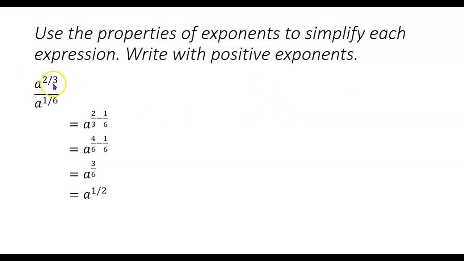Next example, a to the 2/3 over a to the 1/6. Now in this kind of situation, we would subtract the exponents. This would be equal to a to the 2/3 minus 1/6 power. Now to subtract fractions, we need a common denominator. So we can rewrite 2 over 3 as 4 over 6. And then 4/6 minus 1/6 equals 3/6. So now we got a to the 3 over 6. In lowest terms, 3 over 6 would be 1 over 2. So that's a to the 1/2 power.